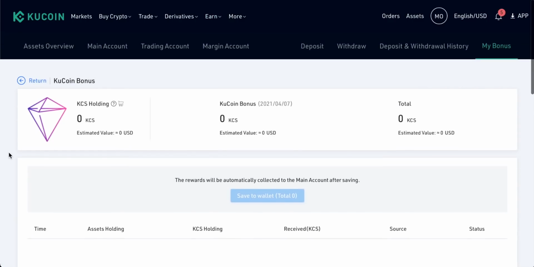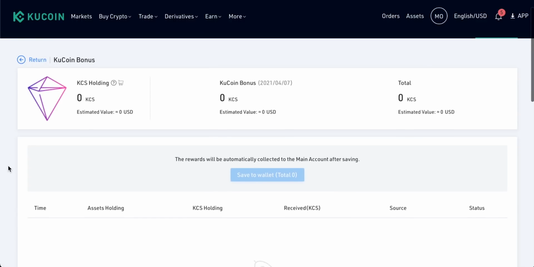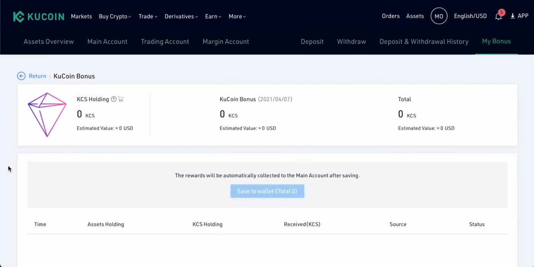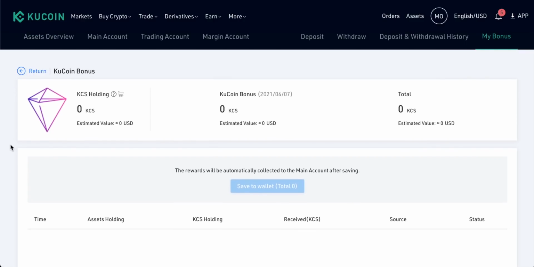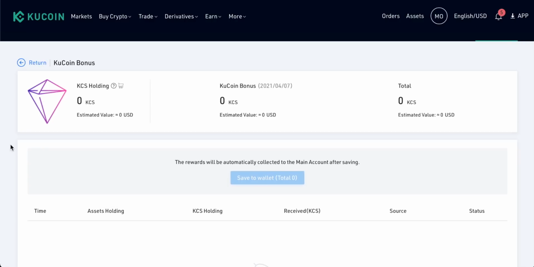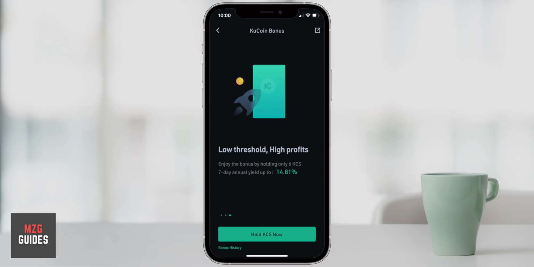This is actually a bonus for people that hold KCS. Now KCS is KuCoin's cryptocurrency. It is used on the platform for various things. One of those things is for earning trading discounts. So if you have some KCS on account, you will automatically get trading discounts on your trades. But we can actually see here this screenshot from the application. The highest APR you can get is around 50%, but the actual rate at the moment, as of making this video, is around 14.81%.